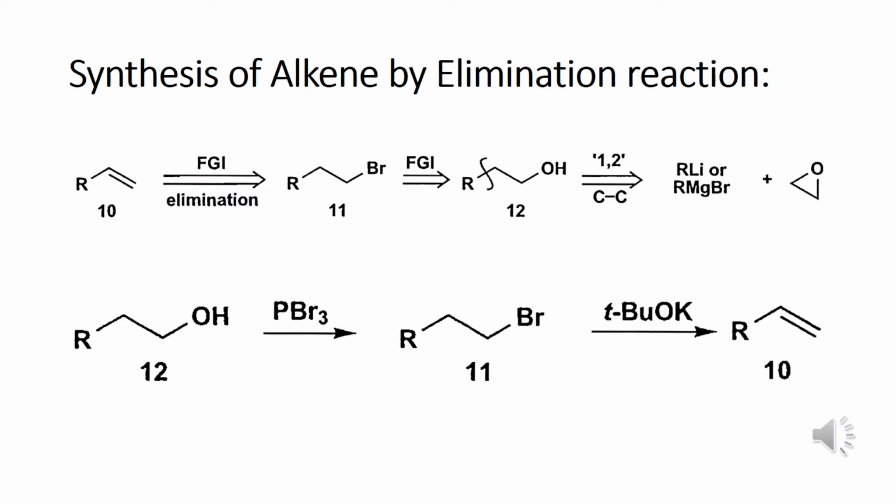So a typical synthesis might involve treating the alcohol 10 with phosphorus tribromide to make the bromide and eliminating with potassium tert-butoxide. That is the strategy. There is again no ambiguity in the position of the alkene.